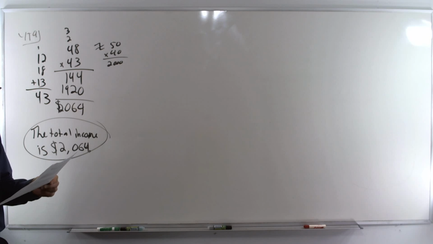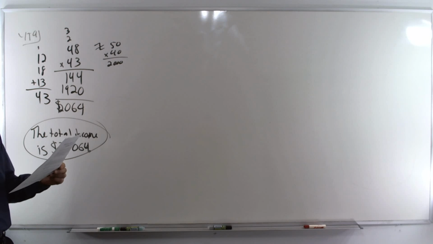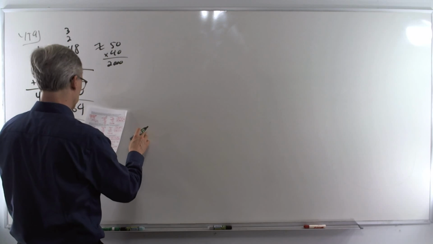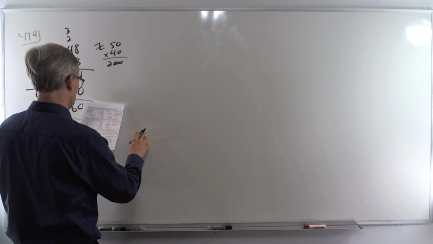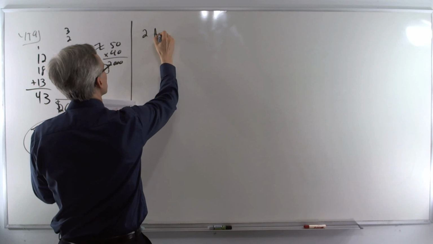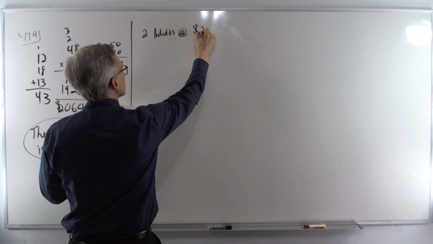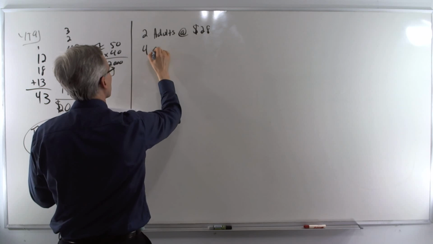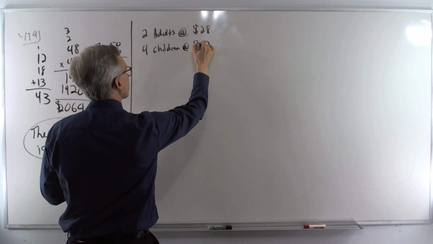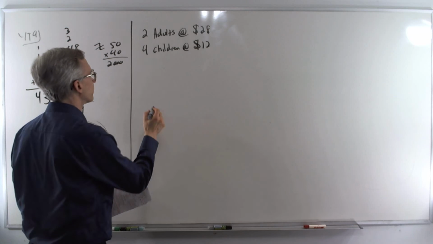A theme park charges $28 for adults and $12 for children. A family of 2 adults and 4 children spend a day at the park and spend $23 on food. What's the total cost of the trip to the park? All right, 2 adults at 28, 4 children at 12, and 23 on food.